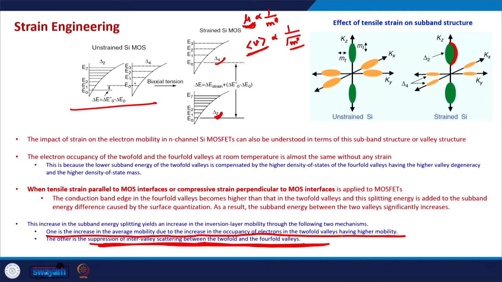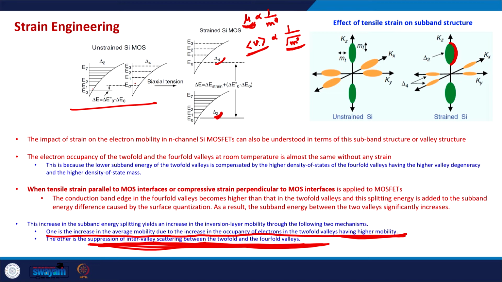One is the electrons in the 2-fold valleys now have higher mobility because of the reduced effective mass, and second is the separation of the inter-valley scattering between the 2-fold and the 4-fold valleys. And by doing this we can achieve higher mobility and higher injection velocity in the MOSFET.